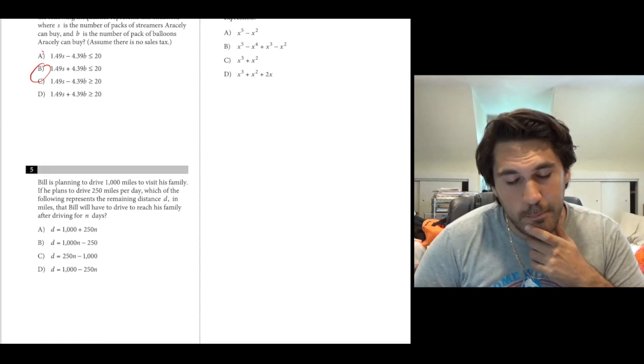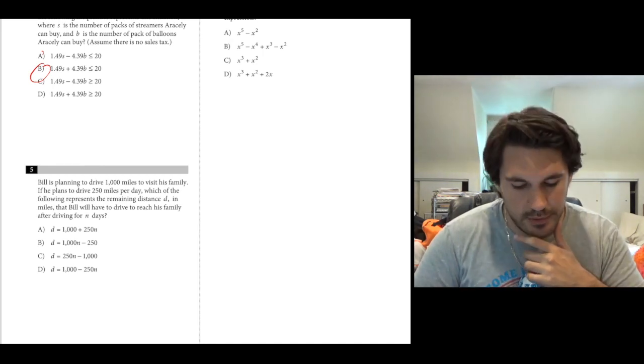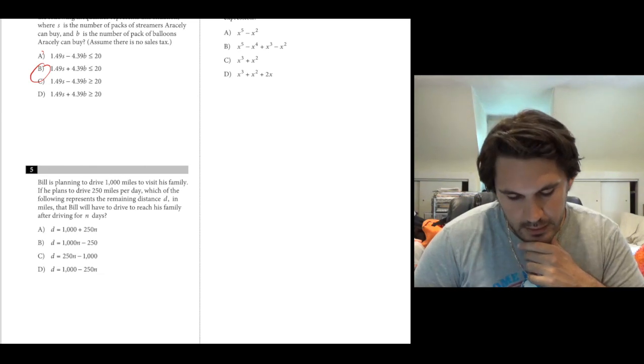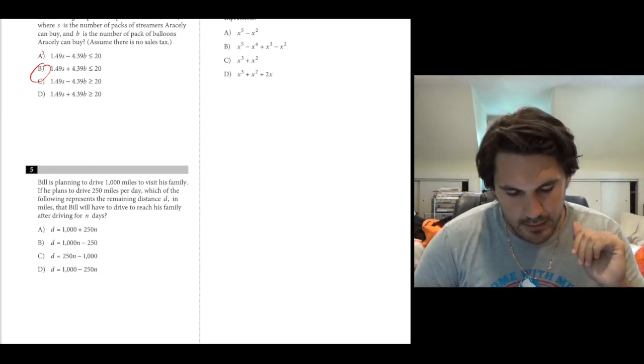Number 5, Bill is planning to drive 1,000 miles to visit his family. He must really love his family, because that is a long drive. About a third of the length of the U.S., I think.